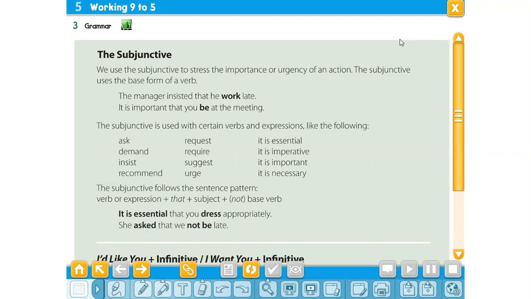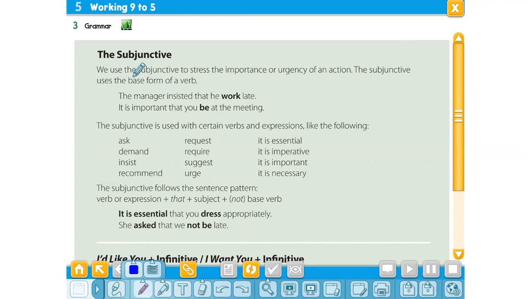Today we will complete Unit 5, Working 9 to 5, Mega Goal 3. Grammar, the subjunctive. Today we will use the subjunctive and I'd like you plus infinitive or I want you plus infinitive. Let's start with subjunctive.